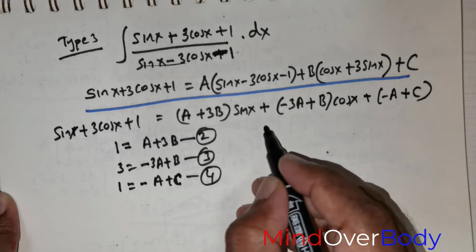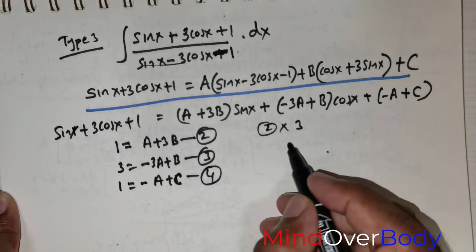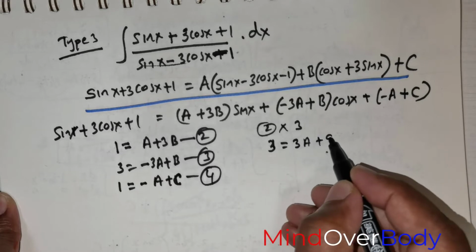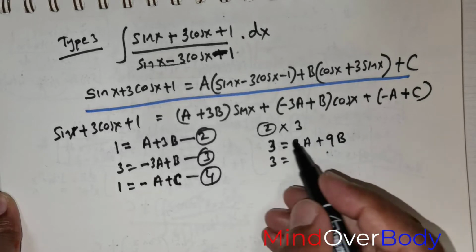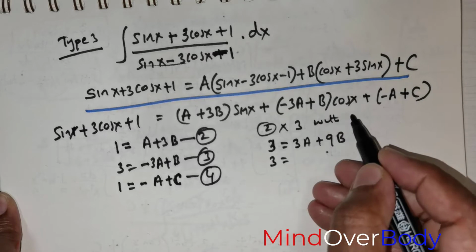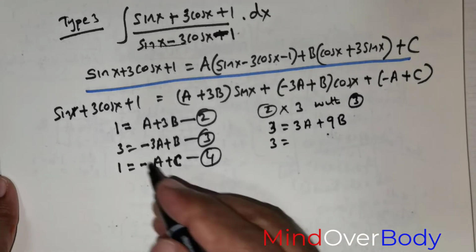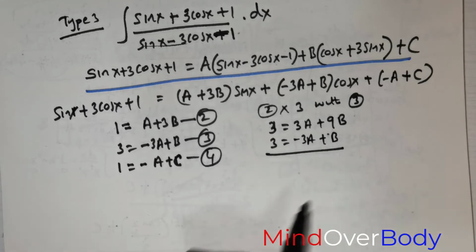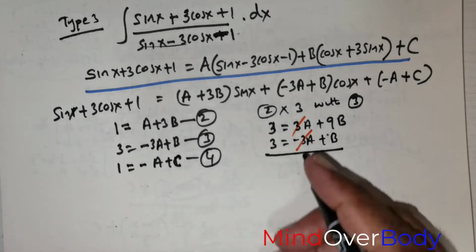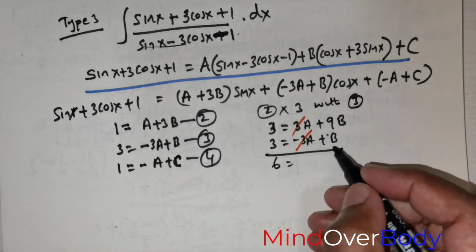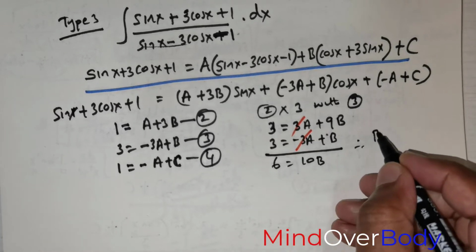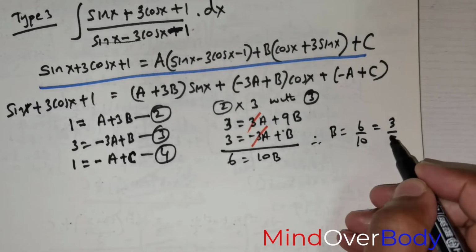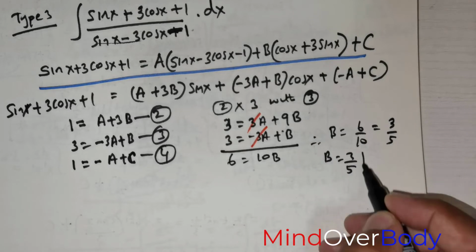So what I'm going to do is multiply equation 2 by 3. That would give me 3 = 3a + 9b, and I'm going to add it to equation 3. So there's going to be 3 = -3a + b. You can cancel these two terms. So this is going to be 6 and this is going to be 10b. Therefore b is equal to 6 over 10, which is 3 over 5. So the value of b is 3 over 5.